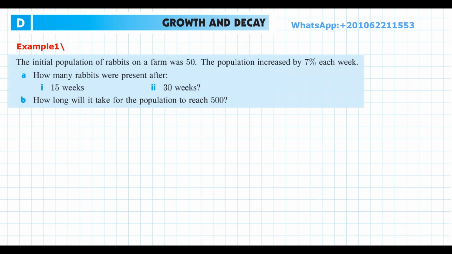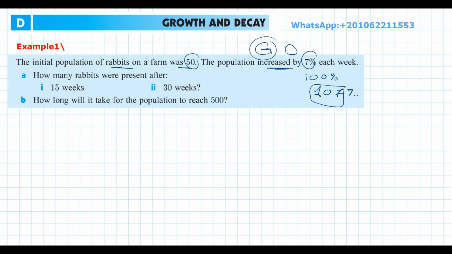This is the first one: the initial population of rabbits on a farm was 50. Here we have 50 rabbits. Then the population increased. Focus: growth or decay? For sure growth, because it increased by 7%. Then you have 100% and then increased by 7%. The new percentage should be 107%. Don't forget that, and you cannot write it like that.